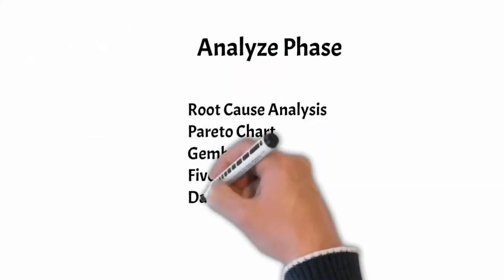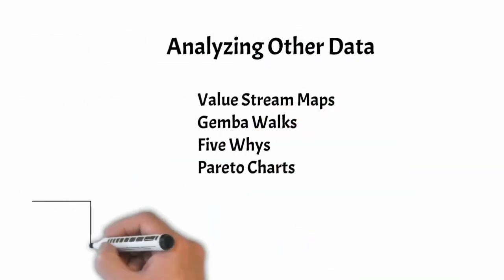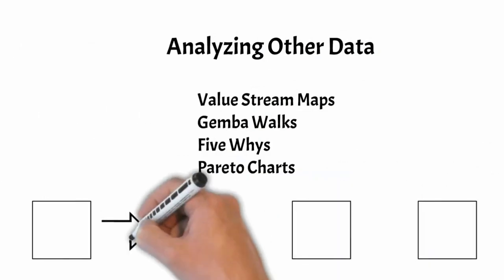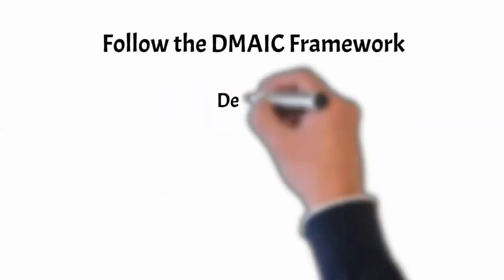Analyzing other data. However, the analysis phase is not limited to the use of statistics. It also involves analyzing value stream maps, the knowledge gained from Gemba walks, answers to the 5 whys, or data displayed in a Pareto chart. It all helps when analyzing a problem and learning as much as possible about it.